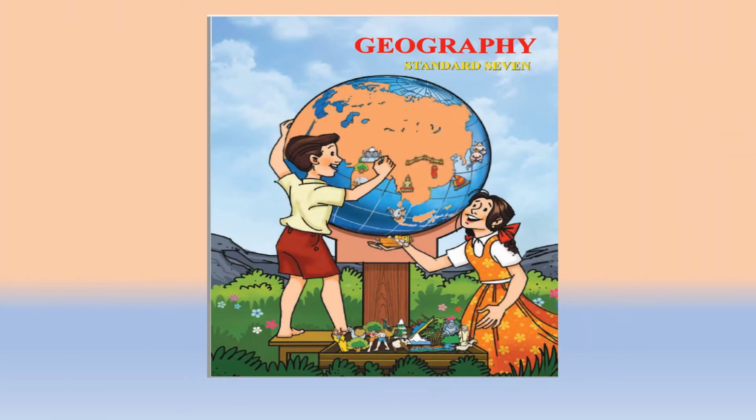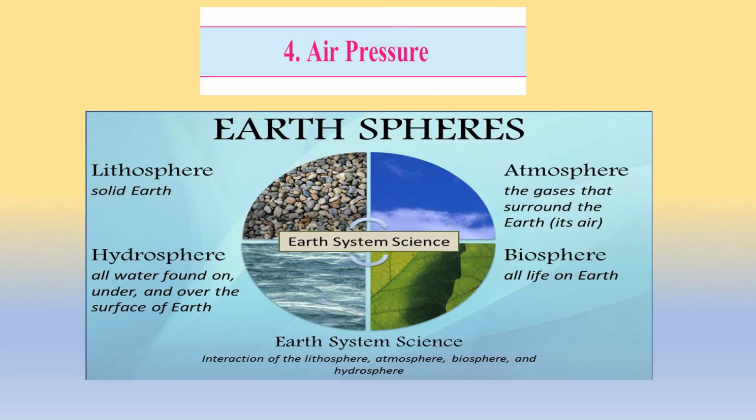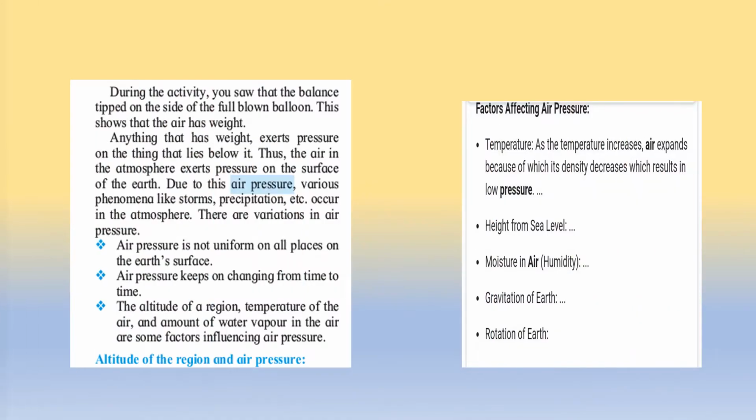Standard 7, second part of Lesson number 4, air pressure. In the first part, we explained about a hot air balloon. As the air moves up, it becomes lighter. As the air becomes warmer, it becomes lighter and it goes up. We have seen the first diagram. The study of the atmosphere we are doing is so important for us.